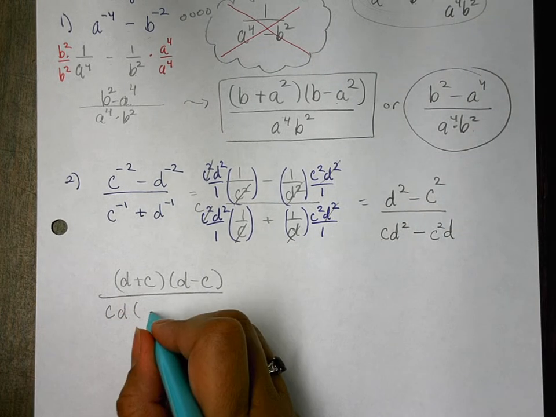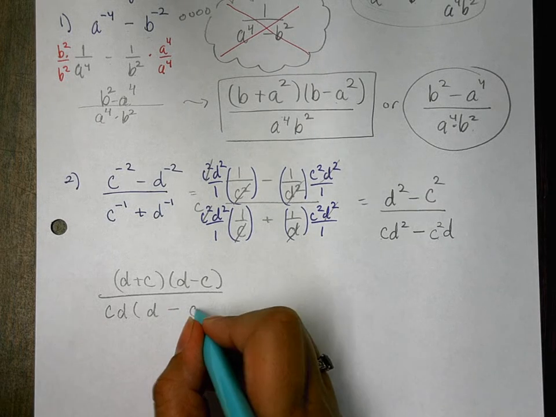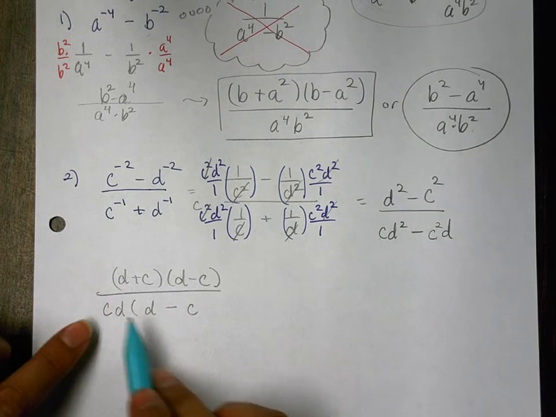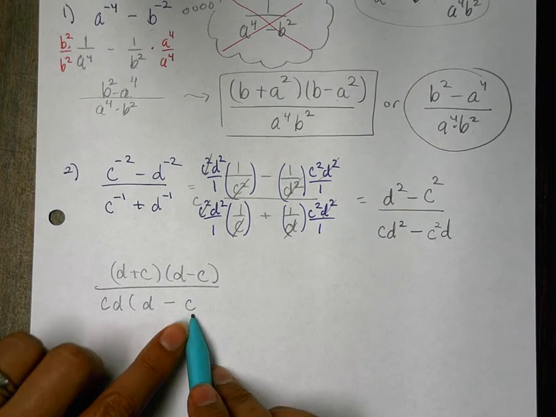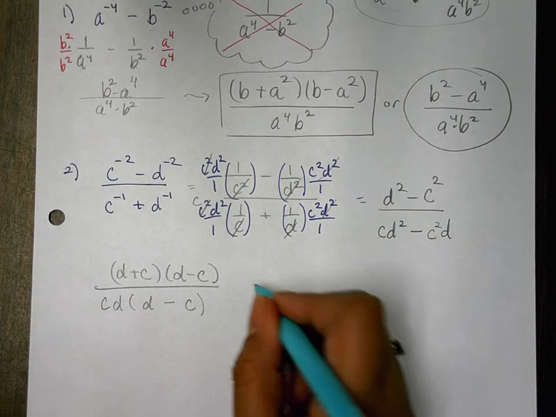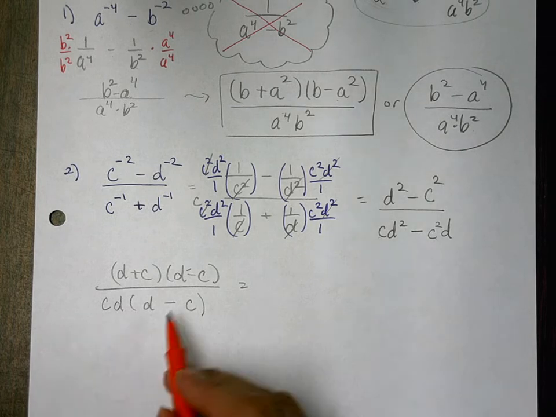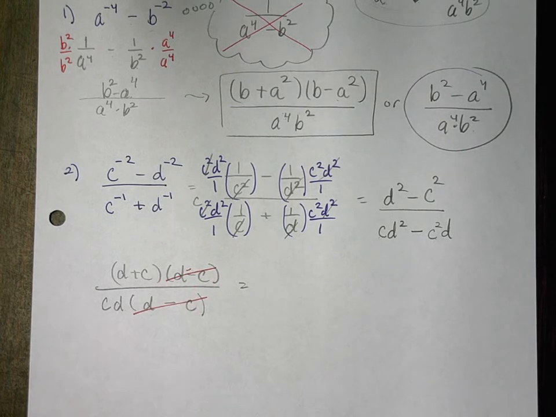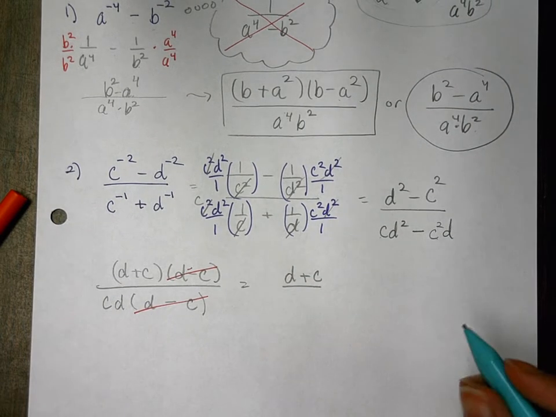Excuse me, cd times d is cd squared, minus cd times c is the c squared d. I'll repeat that. cd times d is the cd squared. cd times c is a c squared d. And then we reduce. And it does reduce here. And they're not opposites. They're exactly the same. d minus c and d minus c is d plus c over cd.